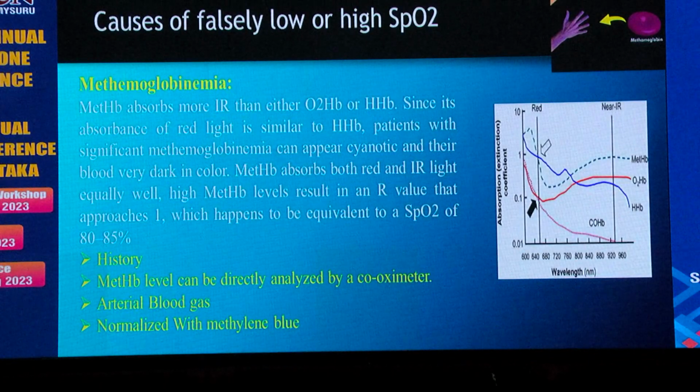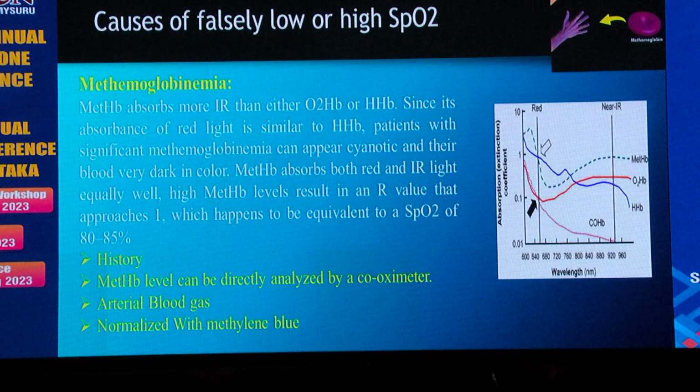Falsely low or high readings occur with methemoglobin. We know that methemoglobin absorbs more infrared than either oxyhemoglobin or deoxyhemoglobin. Since its absorption of red light is similar to deoxyhemoglobin, patients with significant methemoglobin can be cyanotic and their blood will be very dark. Methemoglobin absorbs both red and infrared equally, so the modulation ratio, as I already mentioned, reaches 1. That's why the SpO2 reaches almost 85% in case of methemoglobin.